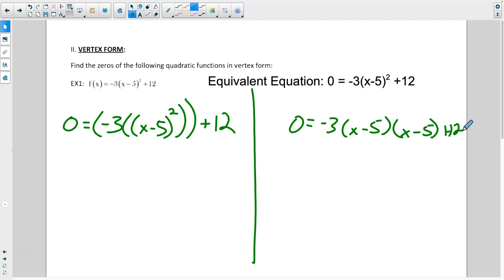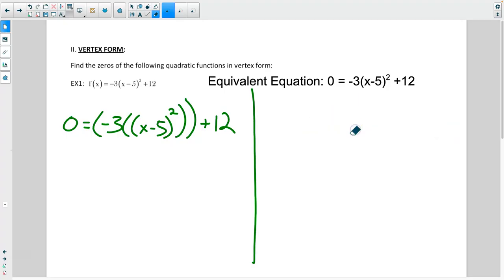And that's not a bad thing. You can change forms. But like I said at the beginning, I'm not going to show you how to change forms. I'm going to show you the quickest way. Now, you will be asked to change forms on the test. Don't confuse that with solving. Okay? So I'm really glad you brought that up. All right. First step. Minus 12 to the other side.